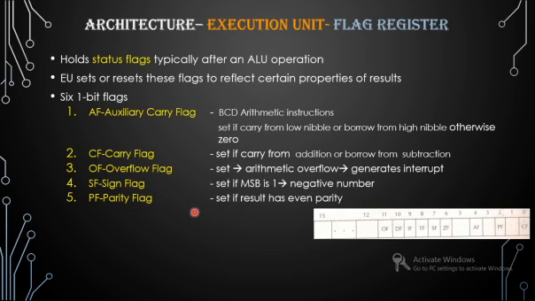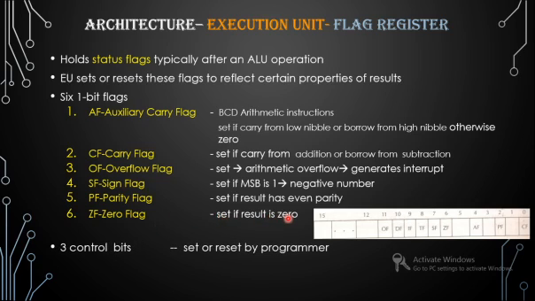And the fifth math flag is the parity flag, which will be set based on the number of ones in a result. If the result has an even number of ones, then it will be set. The last math flag is the zero flag, which will be set if the result is 0.